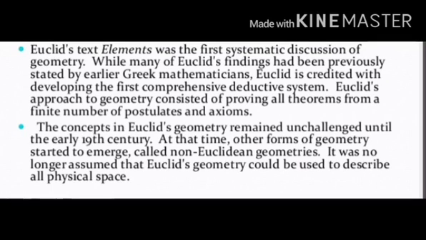While many of Euclid's findings had been previously stated by earlier Greek mathematicians, Euclid is credited with developing the first comprehensive deductive system. Euclid's approach to geometry consisted of proving all theorems from a finite number of postulates and axioms. The concept of Euclid geometry remained unchallenged until the early 19th century. At that time, other forms of geometry started to emerge, called non-Euclidean geometry. It was no longer assumed that Euclid geometry could be used to describe all physical spaces.